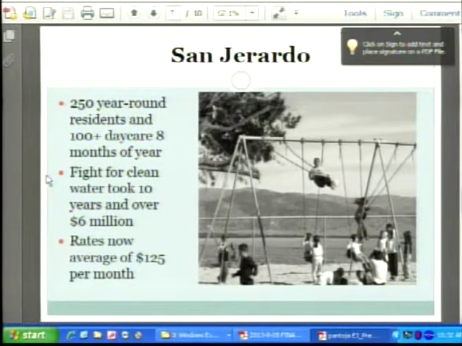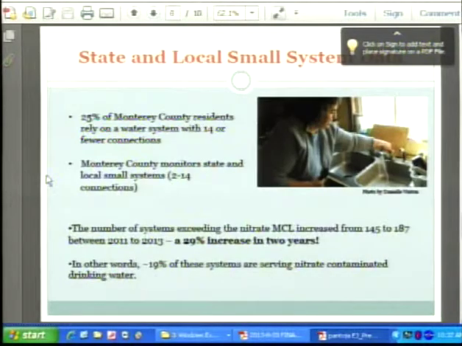And San Gerardo is a community that has experienced this, waited for almost a decade, over a decade for funding, and at the end, the cost of their solution was over $6 million, and now residents pay about $125 a month. And it's mostly because of the O&M.